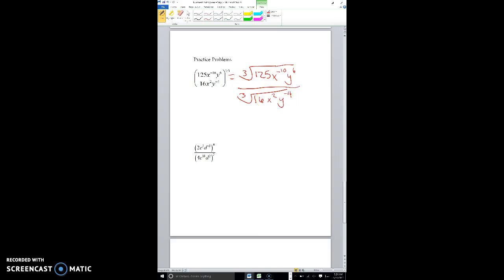Okay, let's try to take care of the negative exponents that are in here. So the x to the negative 10th I'm going to put in the denominator, and the y to the negative 4th I'm going to bring up to the numerator. 125 stays where it is. I'm going to get y to the 10th in the numerator. And then 16, I'm going to get x to the 12th in the denominator once I move the x to the negative 10th down. Okay.